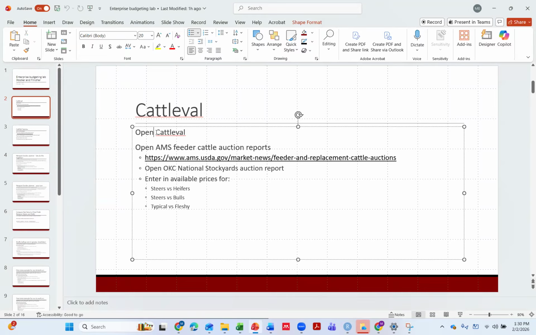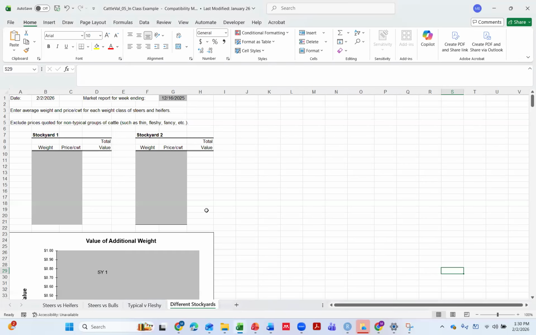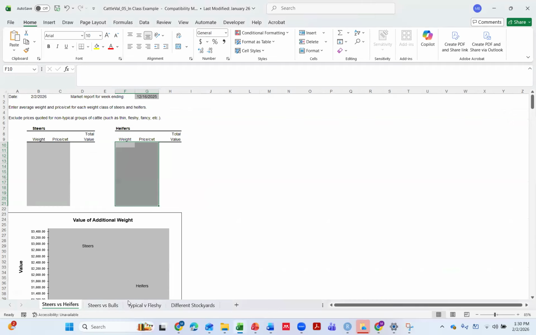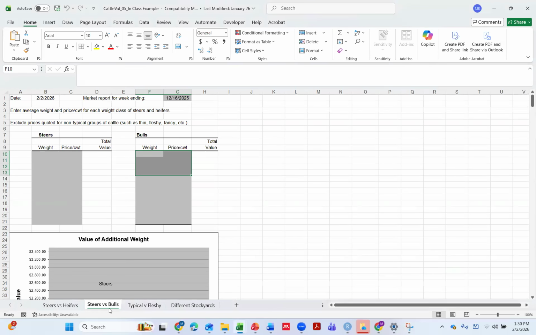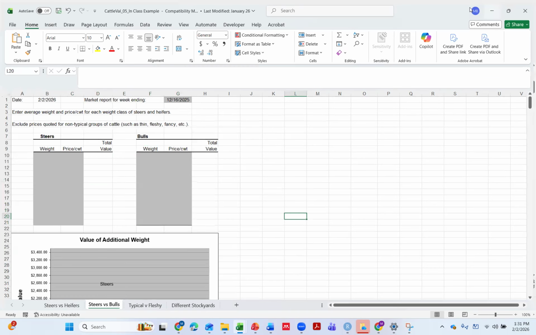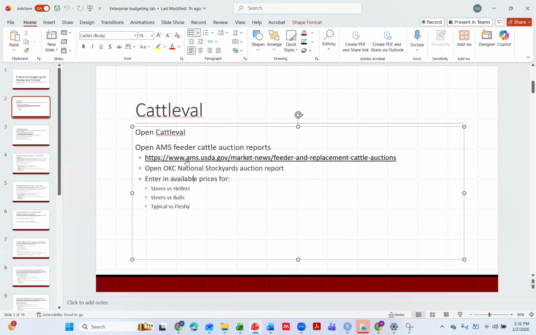Okay, so open your cattle val calculator. It should be uploaded on Canvas in your modules under course software. Okay, I've got mine open here. So it should look like this. And we looked at this in class, gosh, that's probably 2 weeks ago now. This first scenario, we're going to compare steers versus bulls again. Okay. So you can follow this link.